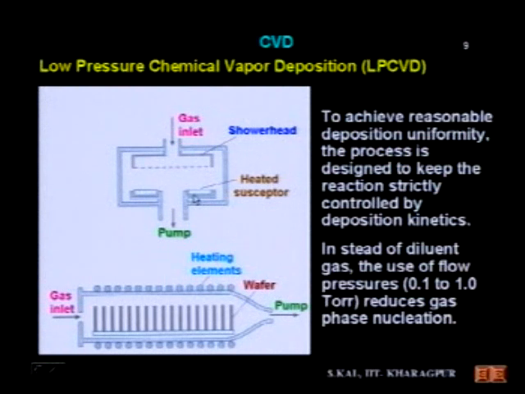And this is a cross-sectional diagram, that means here it is some circular type of susceptor. Okay, so you can keep the wafers on this circular type of susceptor, and the ejected gases are pumped out. In the second diagram, you can see the wafers are stacked just like in an oxidation furnace.